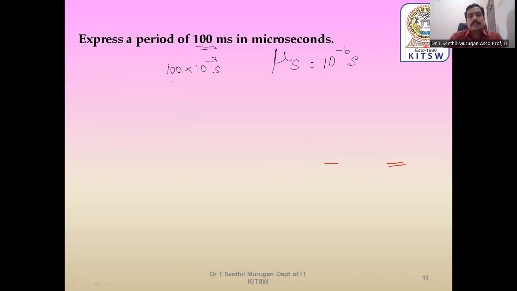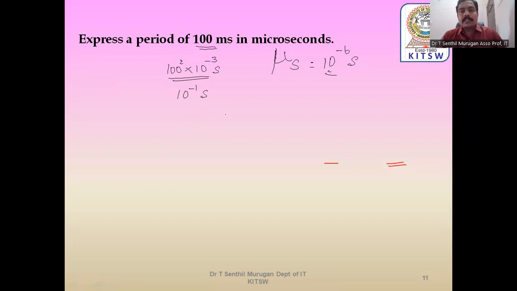So what is the value of this? 100 into 10 power minus 3. So 10 power, here 2 is there, 2 plus minus 3 means minus 1. Minus 1 seconds. Okay, so we can convert into microseconds. So what is the formula? If the period is given, we have to find the frequency. No, here they are not asking frequency. Here we have to convert millisecond to microsecond.